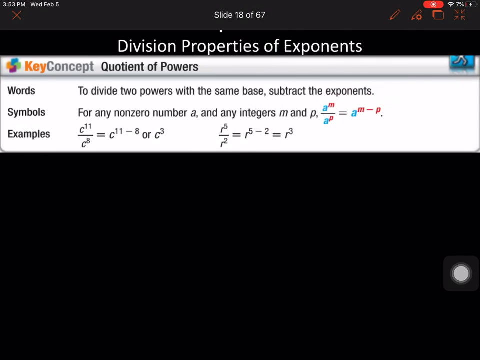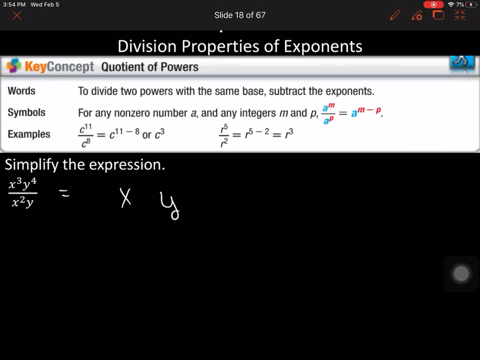Okay, here's another one. Now we can only combine the like variables, right? So we look at a single base and we do our subtraction. So this problem, when I'm done, I'm going to have x's and I'm going to have y's. So on the x's, we've got 3 minus 2, which is x to the first. Now we don't have to see that 1, but I want you to see that we've done it. So there's x to the first times, you don't have to show that to me, but I'm showing that there's space in between the variables, 4 and 1.